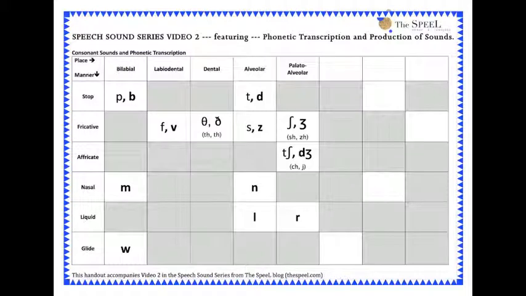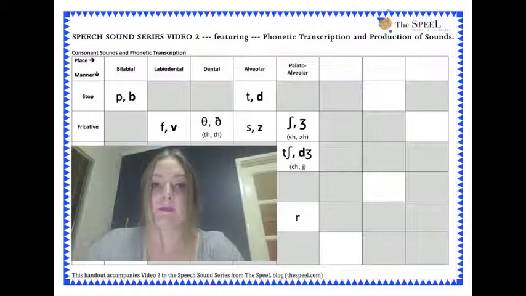And now we are going to do the palato-alveolar sounds. The palate is the roof of your mouth. There are some sounds made with the tongue touching somewhere between or on the alveolar ridge and the palate. These include sh, sh, j, j.